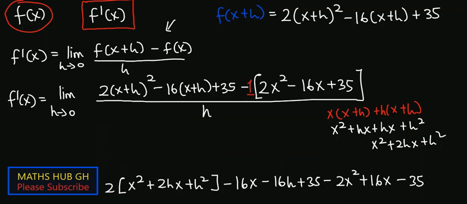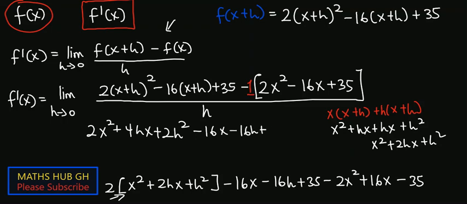Okay, so now let me distribute these two to the terms in the square bracket. So you're going to have 2x squared plus 4hx, plus 2h squared, minus 16x minus 16h plus 35. Okay, let me clean this.